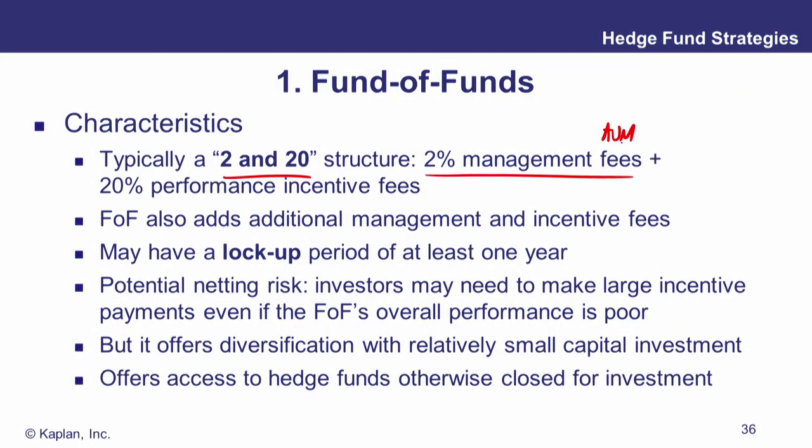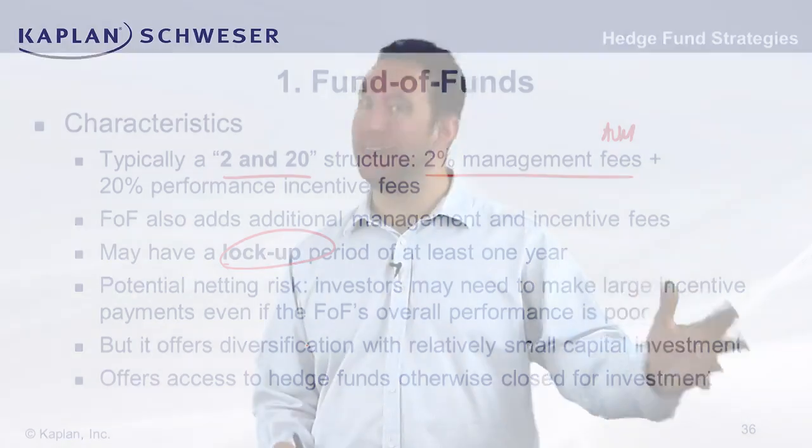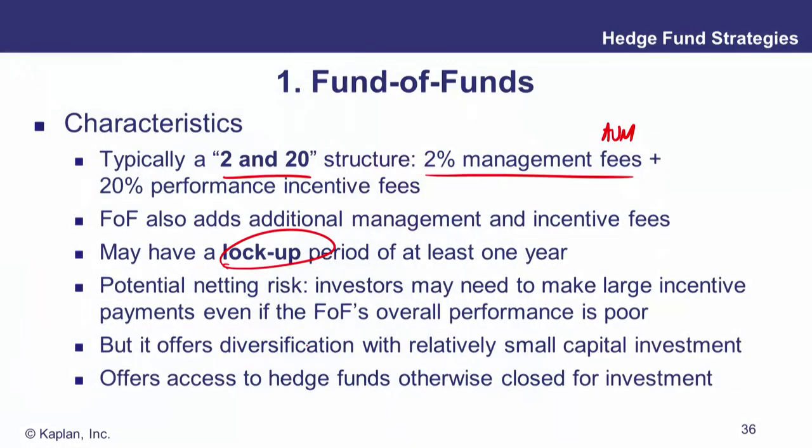So the fees really do add up. Usually you've got some lock-up periods, so you've invested, you can't get your money out for a certain time, at least 1 year, sometimes even more than that, so liquidity of the individual investment is often very low. We talked about a potential netting risk, exactly as we talked about in the previous slide. So if you're invested in 5 different hedge funds, 4 do really well, you're paying high performance fees, 1 does very badly, well tough, you're not getting the performance fees back from those well-performing funds.